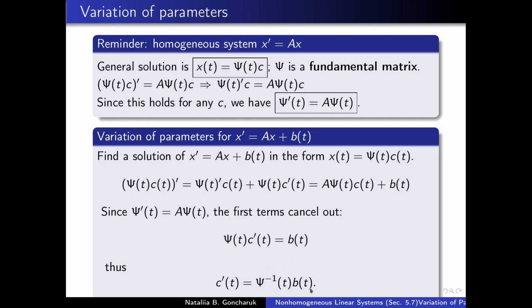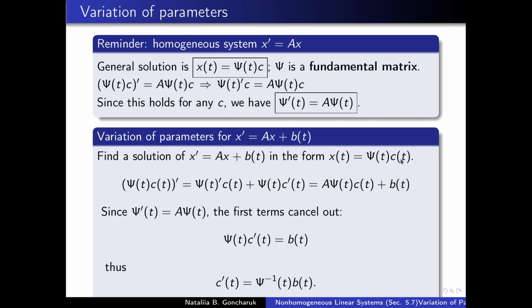So B is a vector, the non-homogeneous part. Psi is a matrix. Psi to the power minus 1 is the inverse matrix, inverse to the fundamental matrix. And this is your condition on the vector c. Now x is psi multiplied by this c that you can find from this equation.